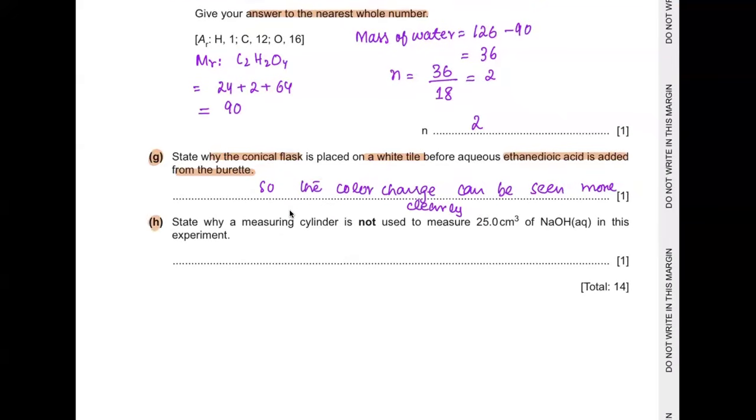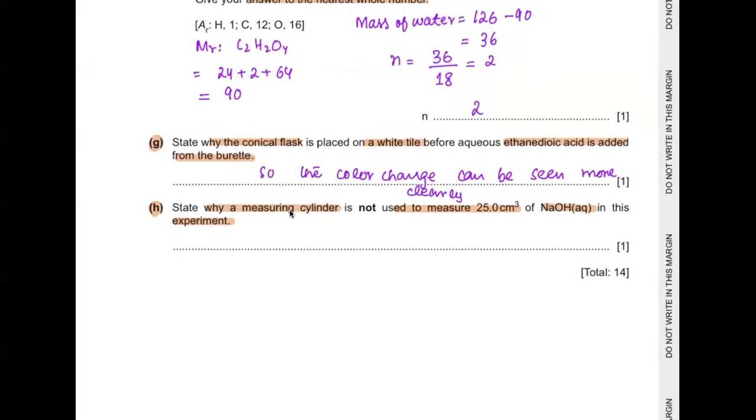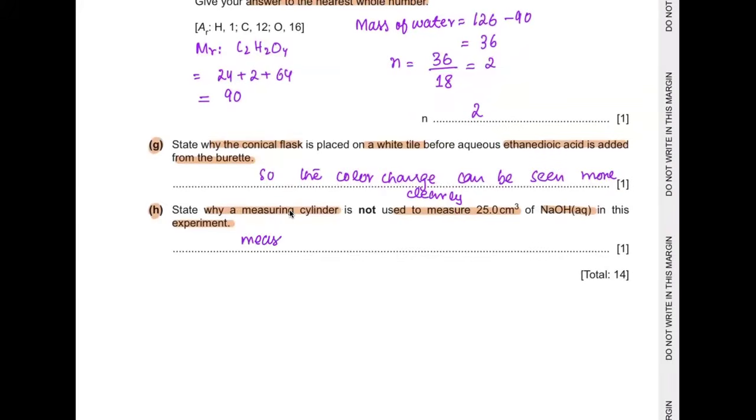Now, each part. State why a measuring cylinder is not used to measure 25 centimeter cubes of sodium hydroxide in this experiment. So the measuring cylinder is not accurate. That's what we have discussed earlier, and in a titration, we always need accurate measurements. Measuring cylinder is not accurate. Is this clear to all of you? Yes, sir. Okay.